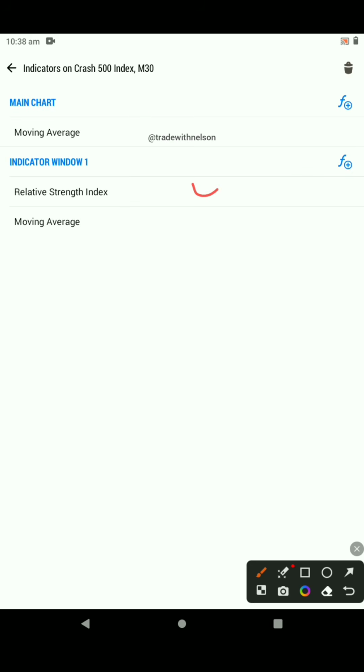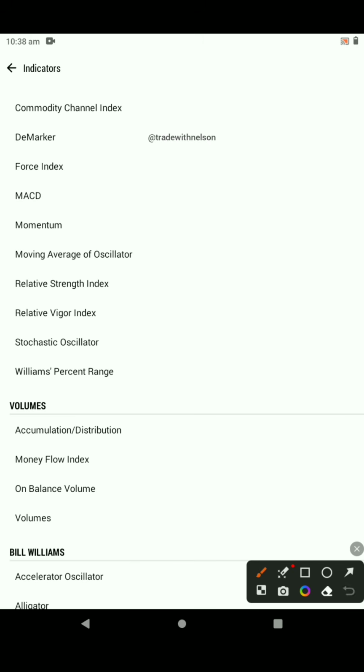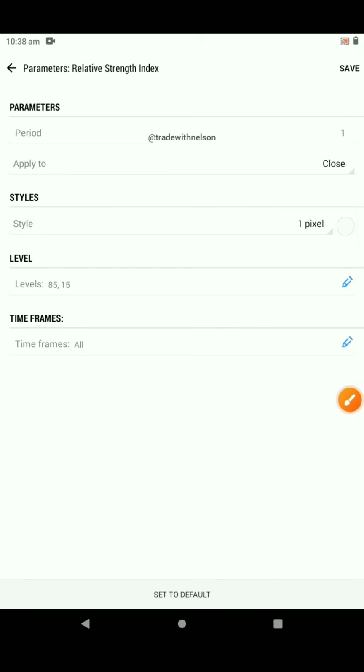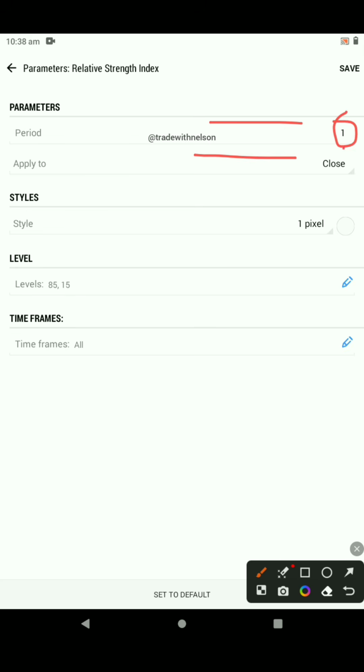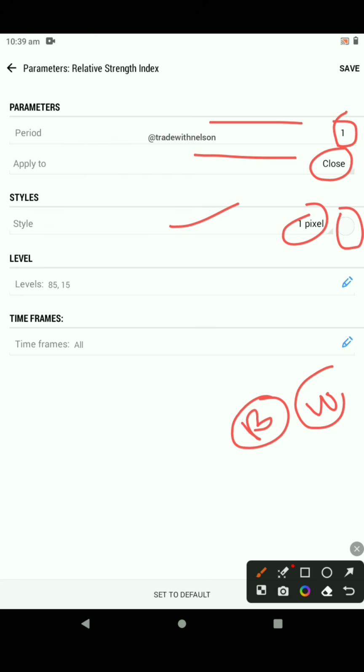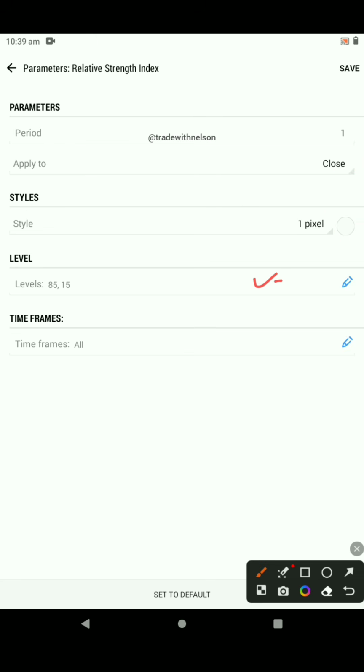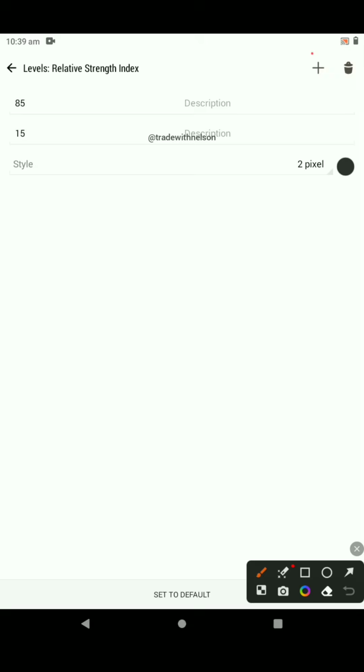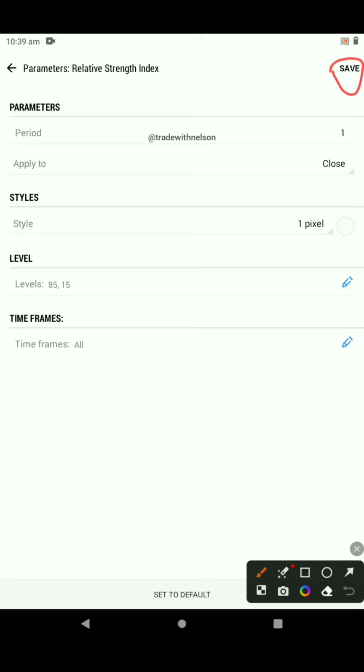To select the RSI, click on the F icon on the main chart, scroll down a bit, relative strength index, RSI, click on that, make your period 1, apply to close, style 1 pixel, select the color of your background. If your background is black, you select black. If it is white, you select white. For the levels, click on this pen icon to add level, add, type 85 and 15, style, make it 2 pixels, and select a color of your choice. After that, click on save.